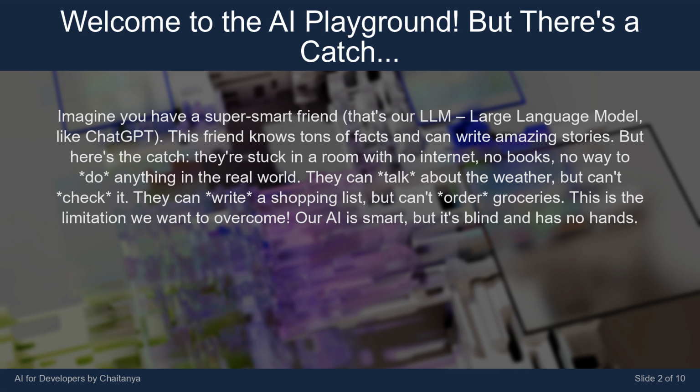But here's the catch. They're stuck in a room with no internet. No books. No way to do anything in the real world. They can talk about the weather, but can't check it. They can write a shopping list, but can't order groceries. This is the limitation we want to overcome. Our AI is smart, but it's blind and has no hands.